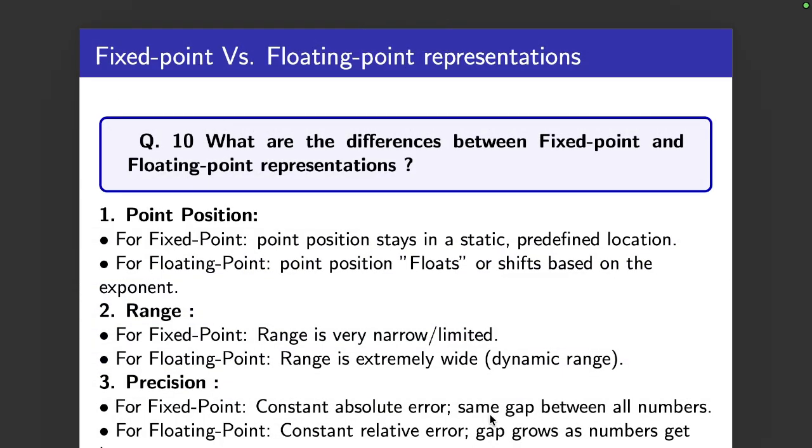What are the differences between fixed point and floating point representation? In fixed point, the point position stays in a static predefined location, while in floating point the point floats or shifts based on the exponent. For range, fixed point is very narrow and limited, whereas floating point has an extremely wide, dynamic range. Precision: fixed point has constant absolute error, the same gap between all numbers, and floating point has constant relative error, where the gap grows as the number gets larger.